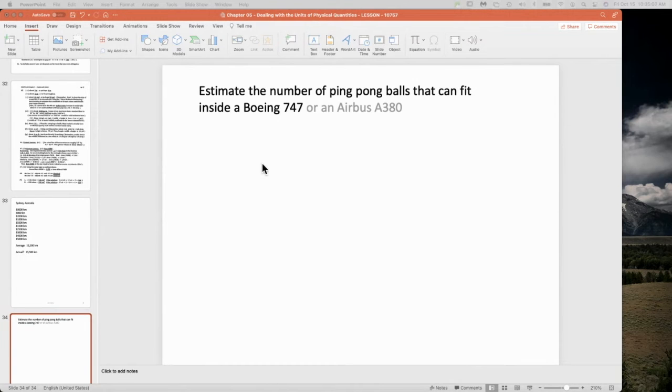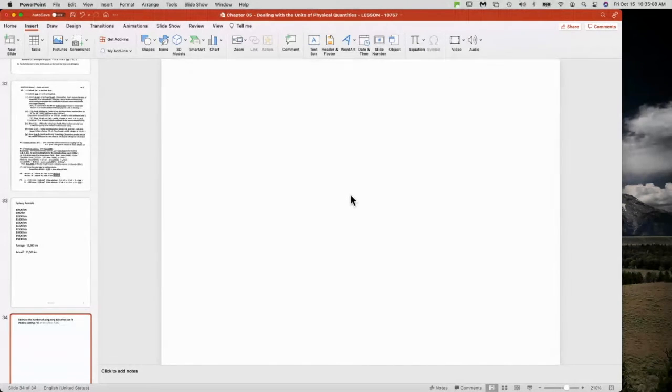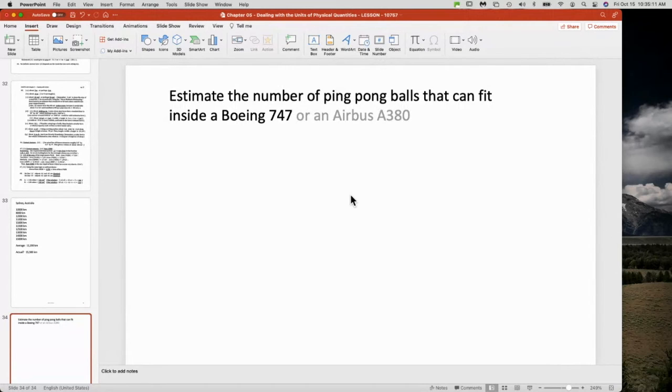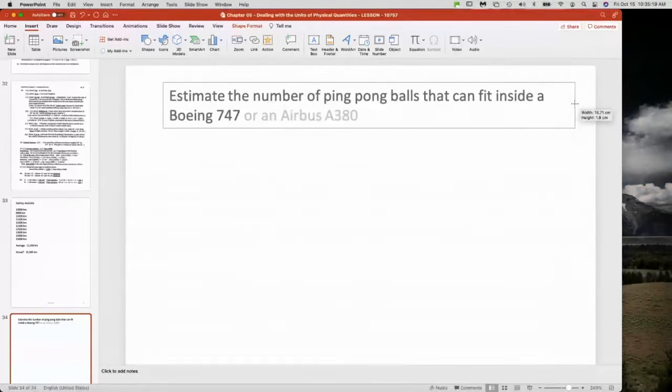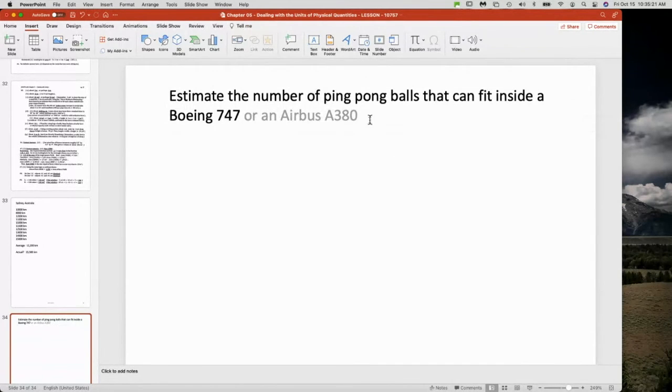Has anybody ever heard of this question? Who's ever seen this type of question before? Just in conversation or in an article, maybe, or in a magazine? Okay, well, we'll try it out anyway, see how it goes.